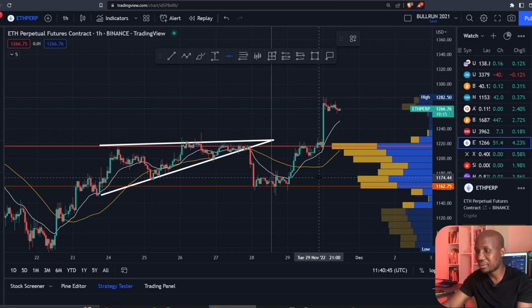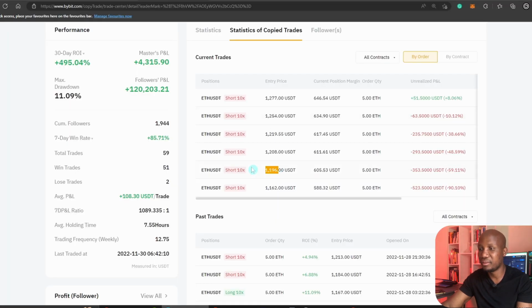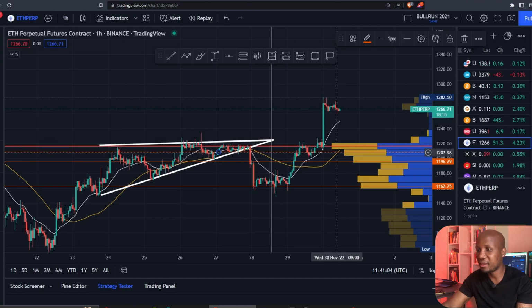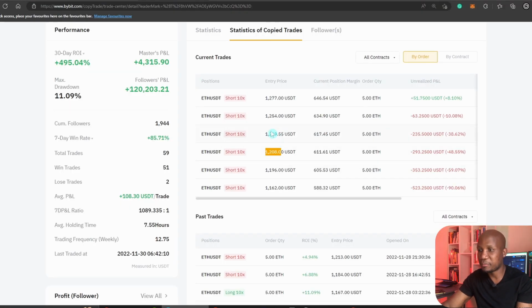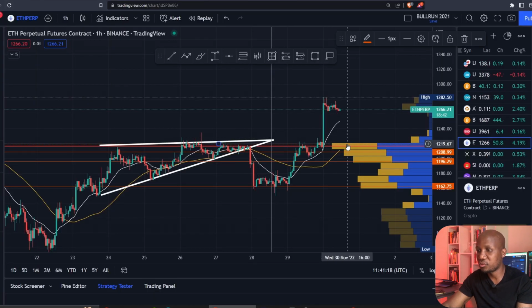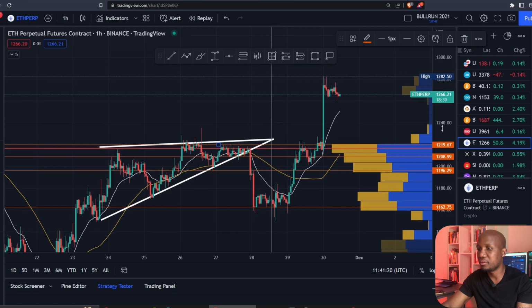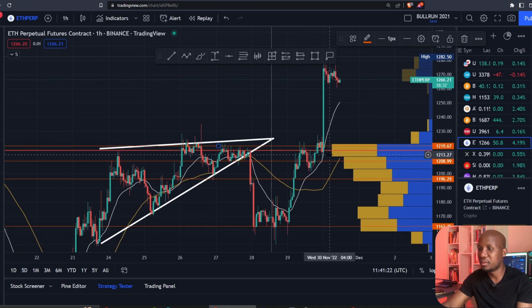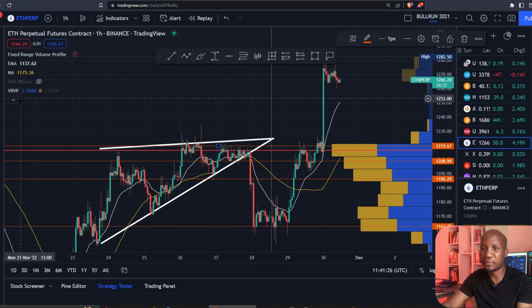1,196. So exactly here he went short again. The next price is 1,208. Exactly here it went short. Now the next price is 1,219. It went short again from here. Let's expand this. Sorry guys, this is going to be a point of control, and maybe I can disable it for now.